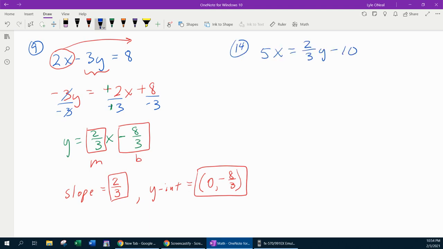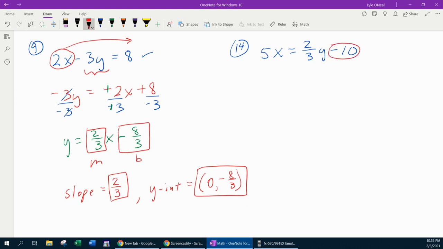Next, number 14. I thought we should look at a problem like this because this might be a little intimidating for some people because it's not slope-intercept form, but it's also not standard form like number 9 was. But if you're trying to find the slope and the y-intercept, you do need to get y by itself. So watch how we get y by itself here.